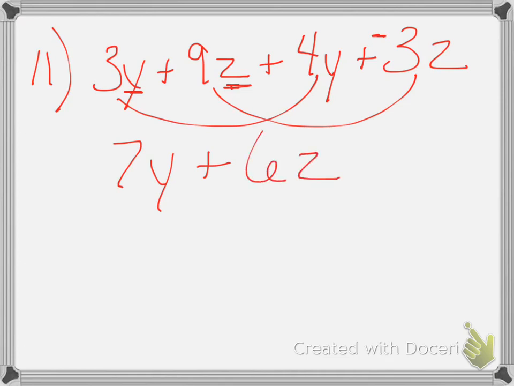Now notice the whole time I'm doing this, nothing is happening to my variables. This is the same z that is up here, and this is the same y that's up here. Nothing's being squared, nothing's being multiplied yet because we haven't gotten there yet. All right, any questions on adding and subtracting monomials?